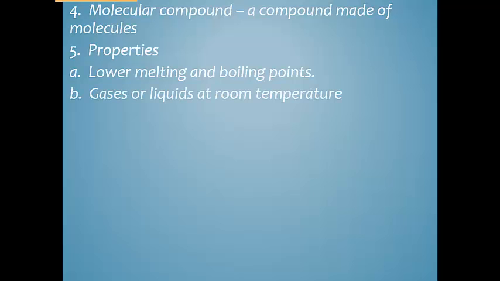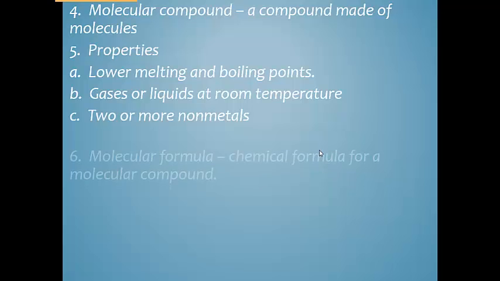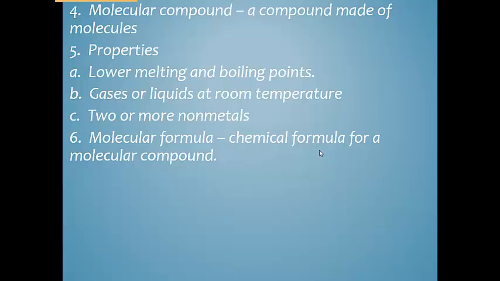We have mainly gases and liquids. We don't have very many solids at all at room temperature, so lots of liquids and gas examples, and they are made up of nonmetals. So you're never going to have a metal and a nonmetal, because that would be ionic. So we have to have our nonmetals. You need to know where those nonmetals are located on the periodic table so that you can double check and make sure that when you're doing an example, you know whether you have an ionic compound or a molecular compound.